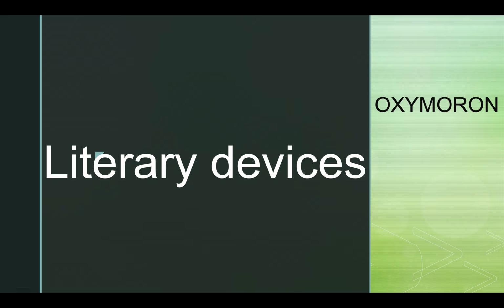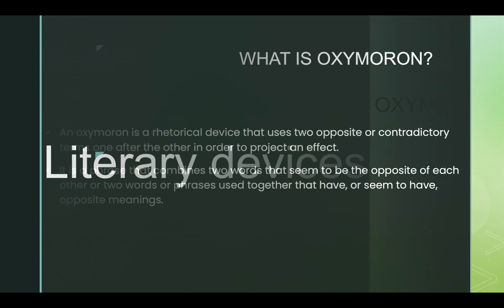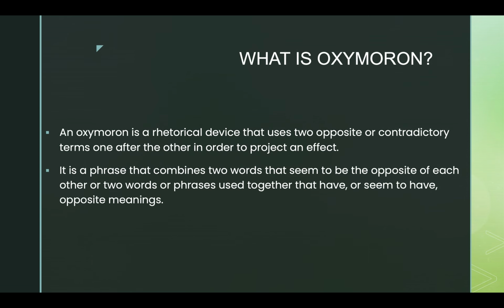In this video, we're going to be looking at the oxymoron. Still another literary device. What is an oxymoron? The simplest way of putting it would be to say something along the lines of opposites colliding, right? So it's when you have two opposite terms or contradictory terms that you use together to project a desired effect. And the words usually have opposite meanings or sometimes seem to have opposite meanings.